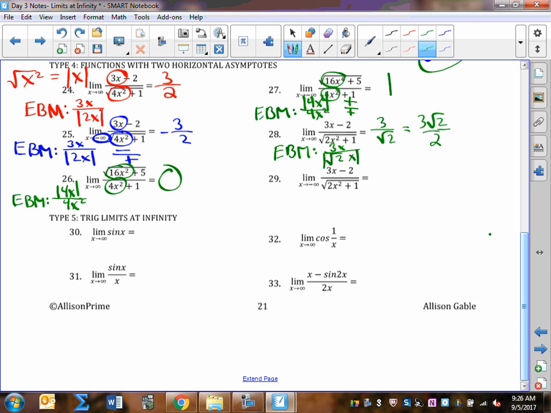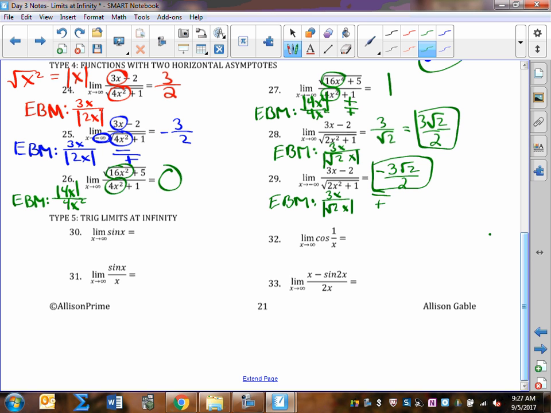And then 29, again, similar, my end behavior model. On top, I've got the 3x, and the denominator, the absolute value of the square root of 2x. Again, those match. This time, though, when I put my negative in, I get a negative on top and a positive at the bottom. So I'm going to get an overall negative 3 root 2.